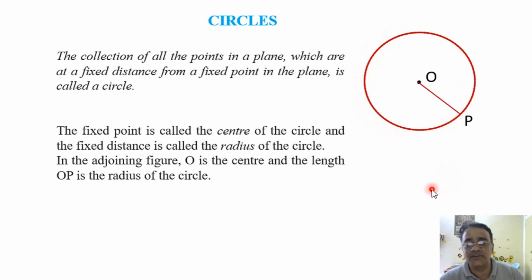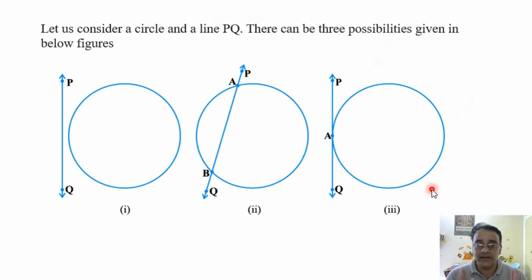Some terms related to circles we have already seen in class 9, but I am going to use very few terminologies. So let us see one more. If we look at a circle and a line, there are three possibilities. A line can intersect a circle at 0 points, at 2 points, or at 1 point, maximum 2 points and minimum 0.